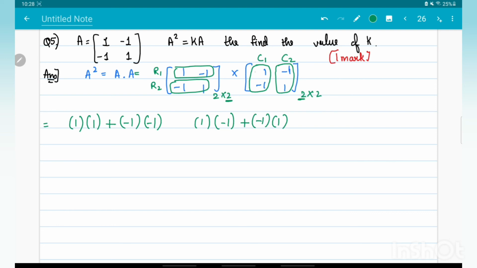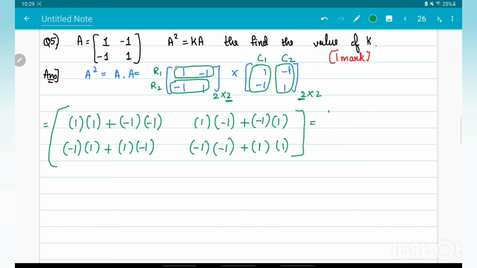Now row 2 will be multiplied with column 1. First element of row 2 is minus 1, first element of column is plus 1, plus second element of row 2 is 1, and second element of column is minus 1. Now second row will be multiplied with the second column. So first element is minus 1 and in the column it is also minus 1. Then second element is plus 1, and in the column also second element is plus 1.